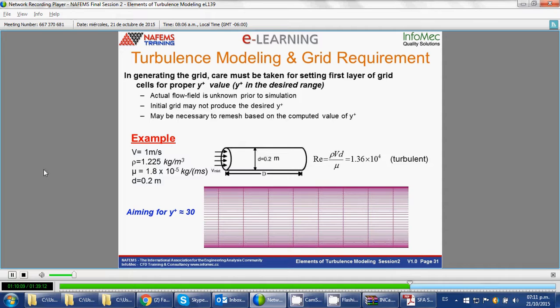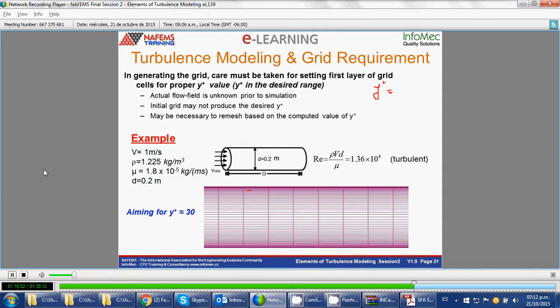So let's take a look at, for example, how do we create our grid to respond to y plus of, let's say, 30? How do we do wall function? In the past, one way to do it is you generate a grid, you run your case, you look at it, and you say, okay, this is y plus of something, and no, I want it to be y plus of something else, so you go back and re-modify it.